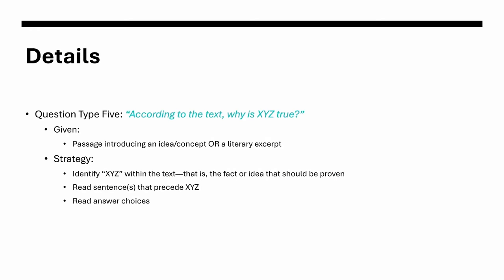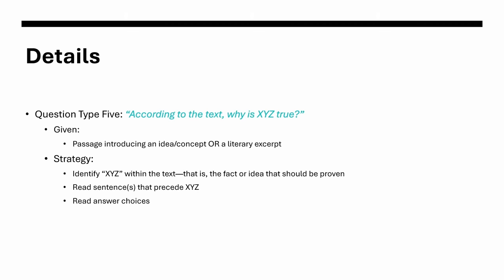Our next question type is called details. According to the text, why is XYZ true, where XYZ is just some fact. Now, this one is a little bit harder to categorize, and it might be a little bit different of a structure. But basically, this type of question is going to ask why is something about the text true or false, or how can I compare two things within the text? It'll just ask you about something within an excerpt.